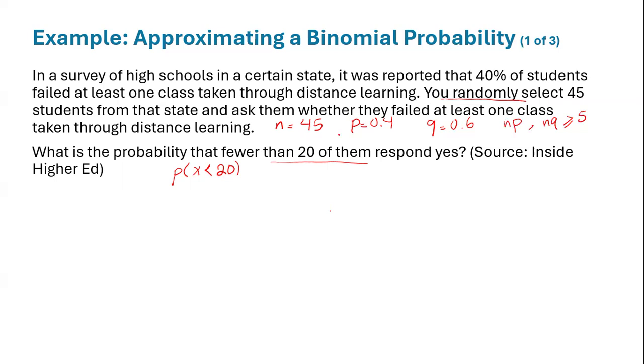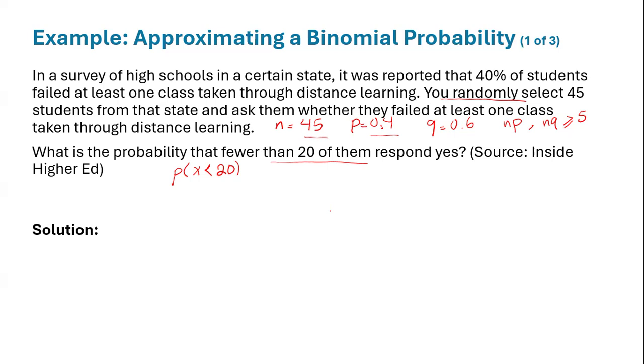We need to multiply 45 by 0.4. What is 45 times 0.4? It's 18. Yes, it's more than 5. And we also need to multiply 45 by 0.6, which is 27. It still is more than 5. So yes, it satisfies both of the requirements. It means I can use a normal distribution.